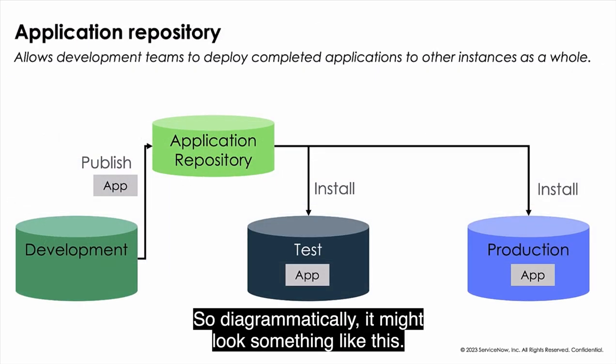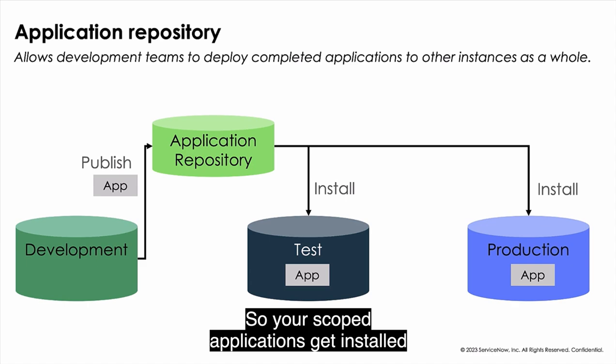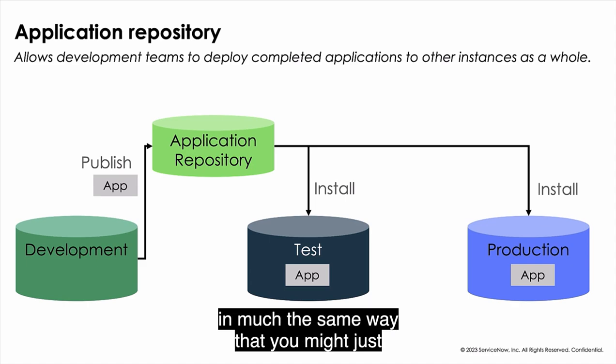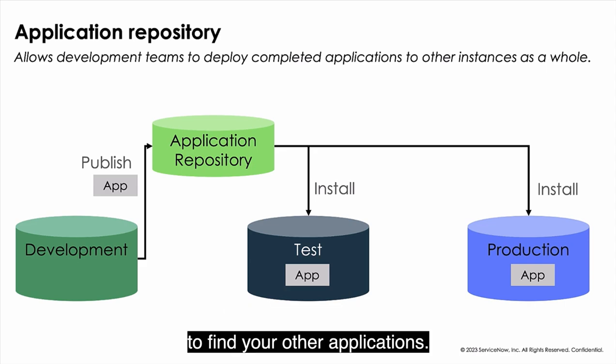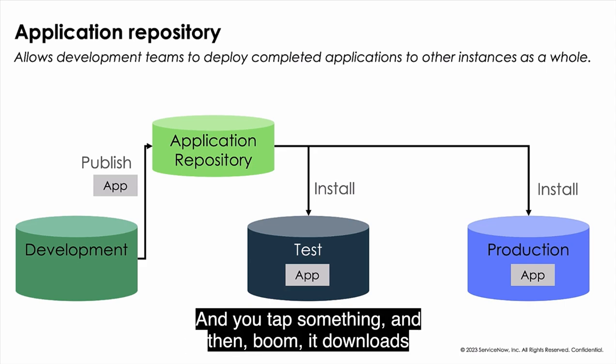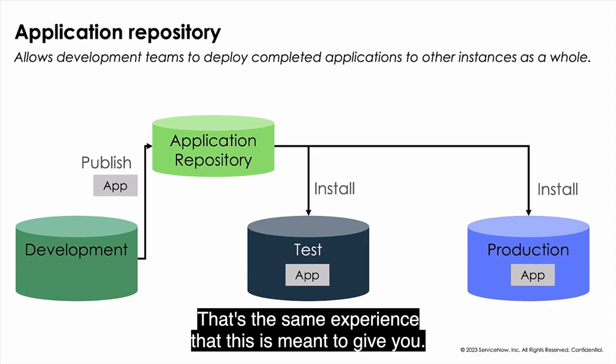So diagrammatically, it might look something like this. Your scoped applications get installed into different instances in your stack, in much the same way that you might just install an application on your mobile device. You open up the correct application to find your other applications, and you tap something, and then boom, it downloads and installs. That's the same experience that this is meant to give you.